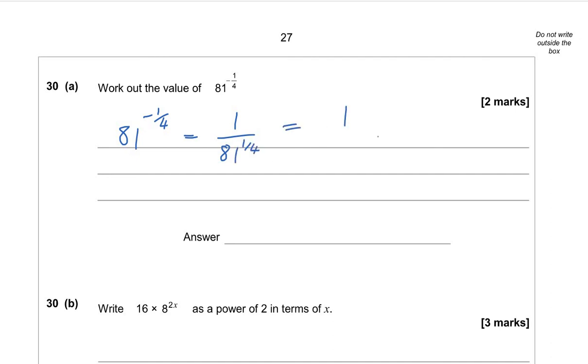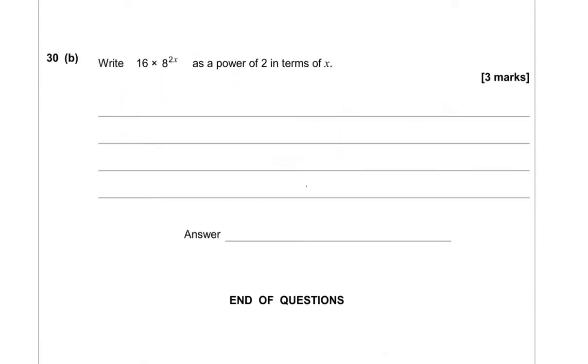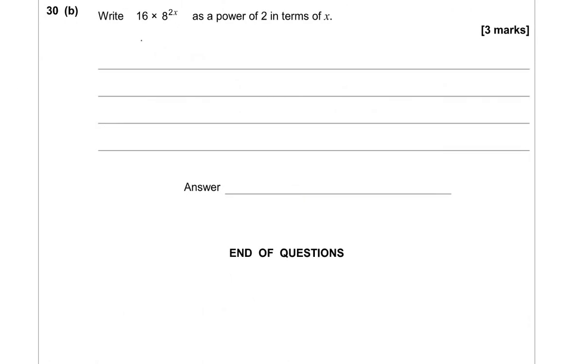And another rule of indices, whenever we have a fractional power like this, it's to do with roots. Right? The denominator tells you what root it is, and the numerator tells you whether to square, cube, or do nothing, etc. So this is just the fourth root of 81. Right, and you should know that 3 times 3 times 3 times 3 is 81. So this is a third. Great.